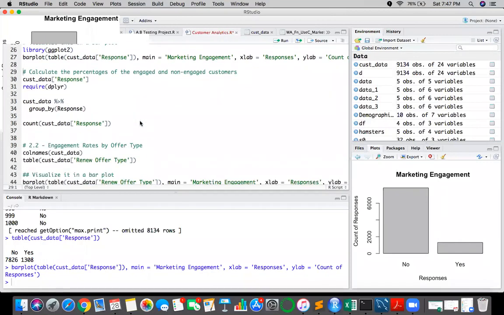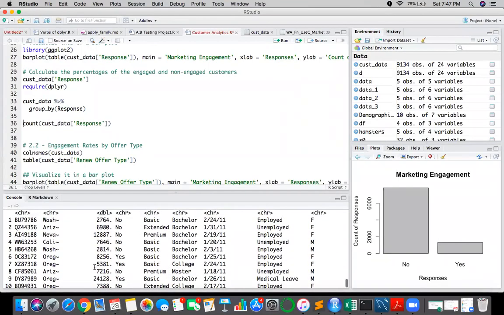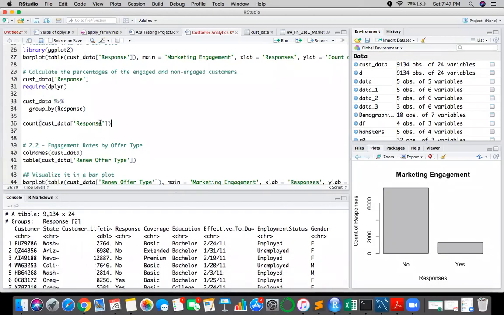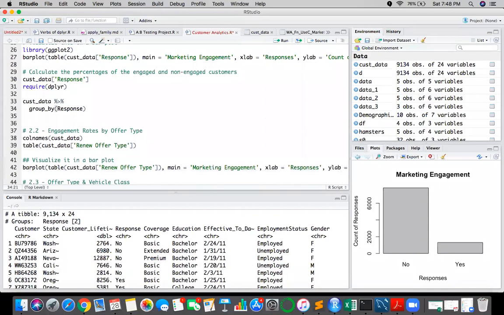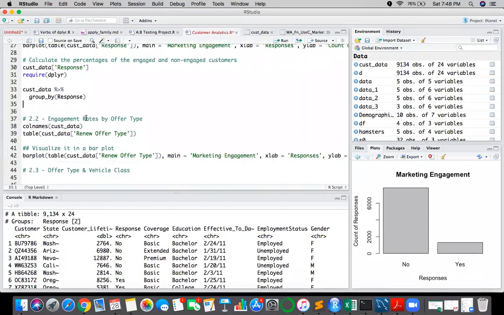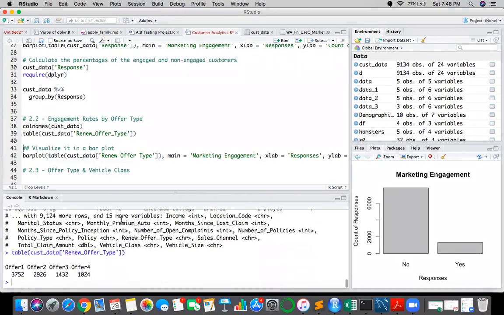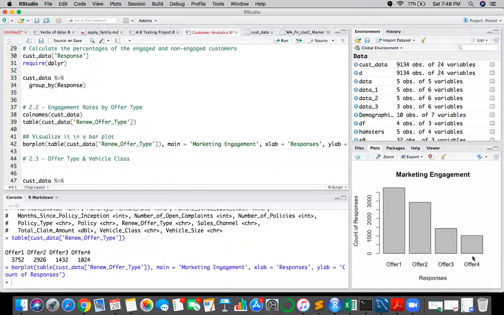Okay, now let's... this is the same thing, it's not needed. So what I'll do is give you some basics which I was doing while working on this project. What are all the things I'm using, like engagement rates by offer type. So this we have already seen. Now if I want to visualize this, the visual of it will be this: my offer one, offer two, offer three graph.